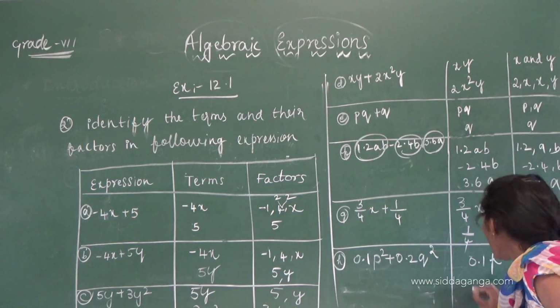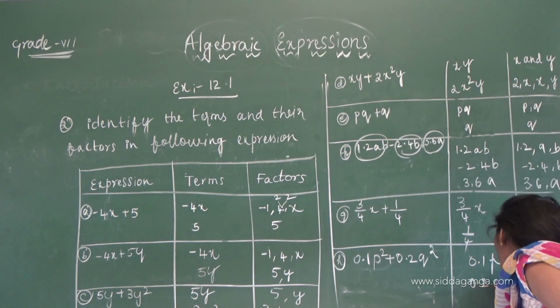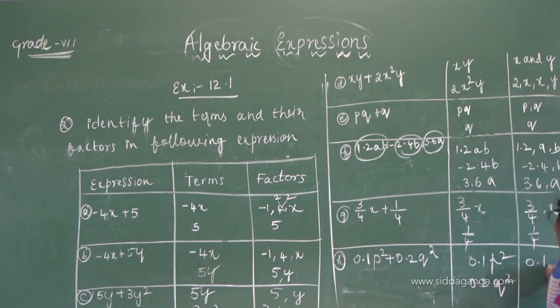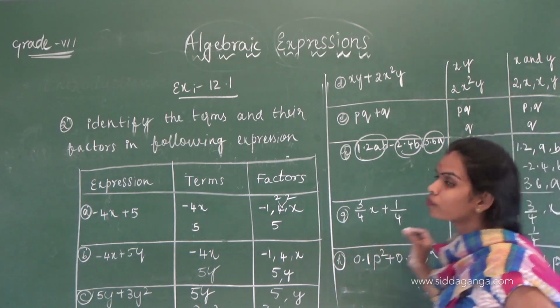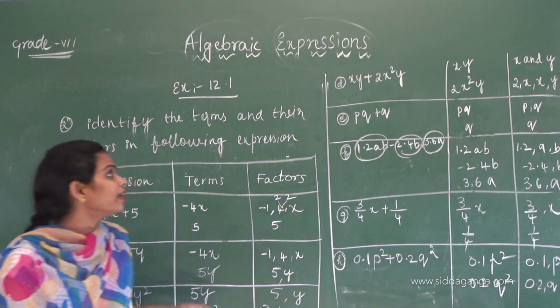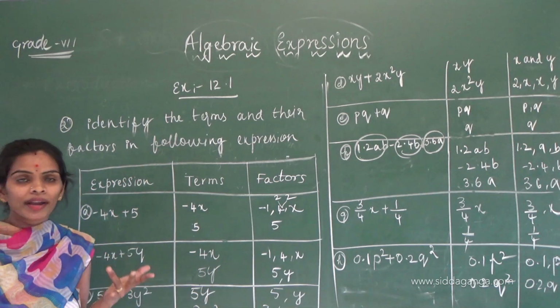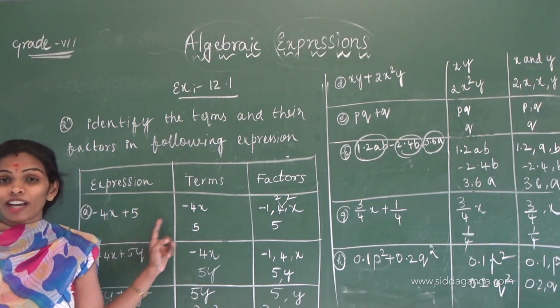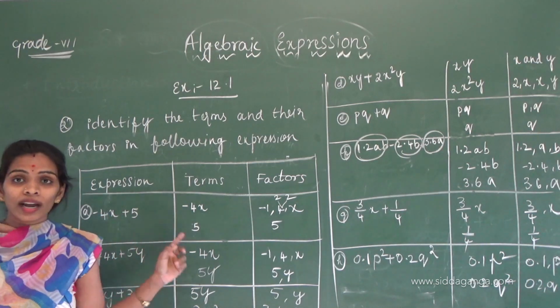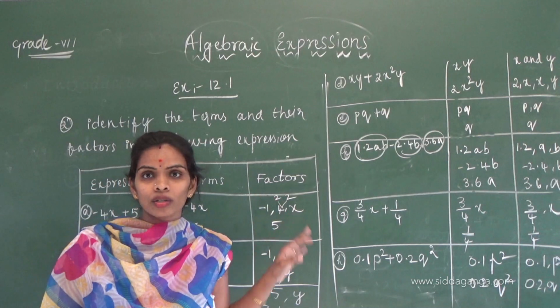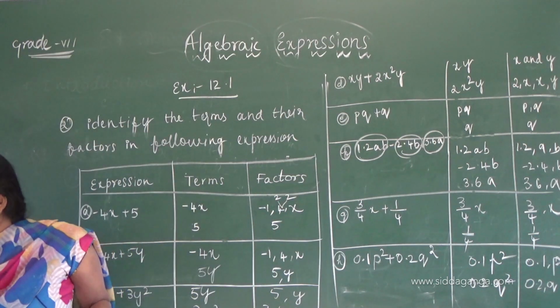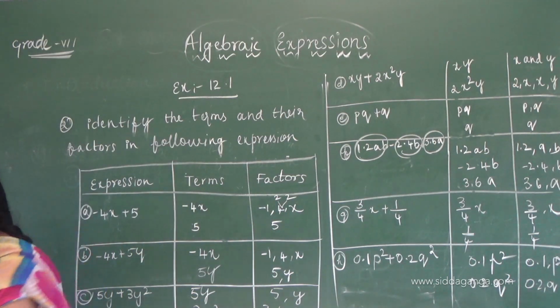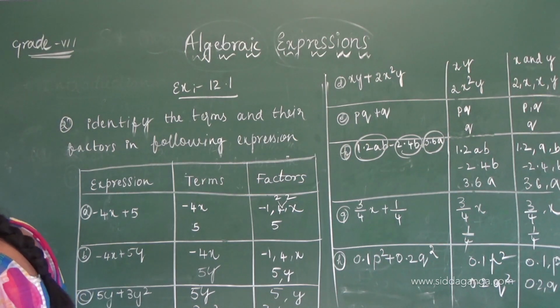Next, 0.1 p square, 0.2 q square. The factors are 0.1, p and 0.2, q. Here we just have to write directly under the number of terms; for example, -4x and 5 are the terms of the algebraic expression, and then the factors can be written like that also. Okay, next I am going to the next problem.